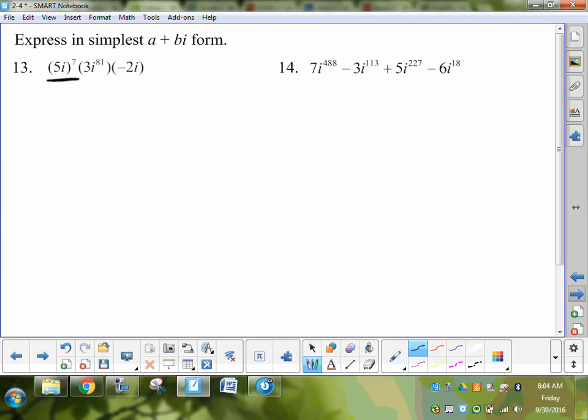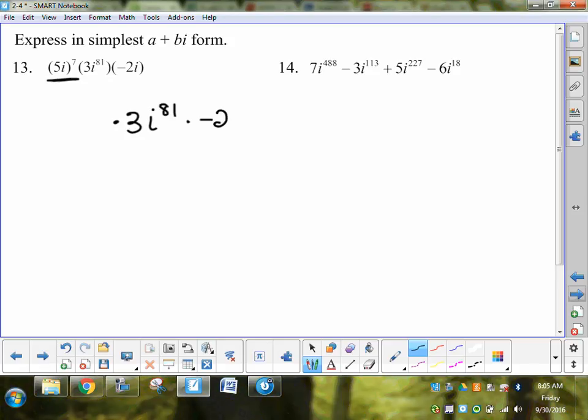It's 3 products. So it's this times 3i to the 81st and times negative 2i. Now I need to take 5i to the 7th. That means you need to take 5 to the 7th and i to the 1st, then to the 7th. What's 5 to the 7th power going to be? I don't know, but you all have calculators. Go in and evaluate it out. Hands up, please, when you can tell me what that's going to give you.